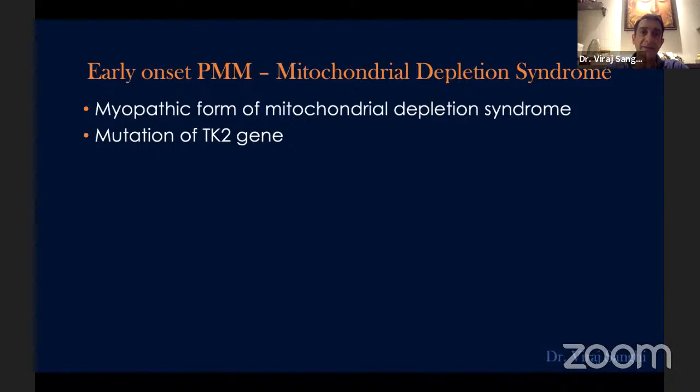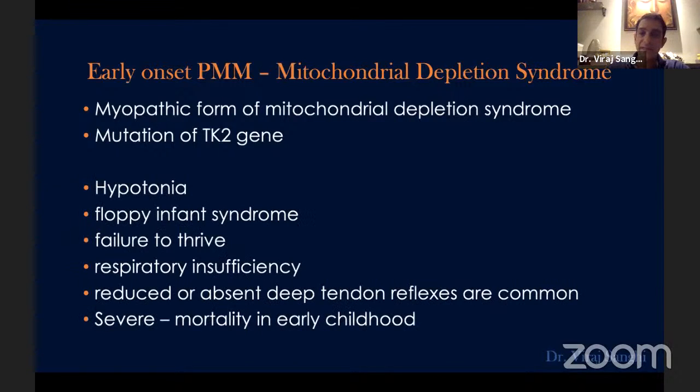There is a severe disorder in which there is mutation of the TK2 gene. It presents very early on with hypotonia, can have a floppy infant syndrome. So these babies would typically be very floppy, with severe head lag. They won't hold their head. They'll have the frog legging, very hypotonic on examination. They fall through your hands. Failure to thrive, respiratory insufficiency, absent reflexes may be present. And of course, they're very severe diseases, as I said, with mortality usually in early childhood. So this is called mitochondrial depletion syndrome, mutation of the TK2 gene.